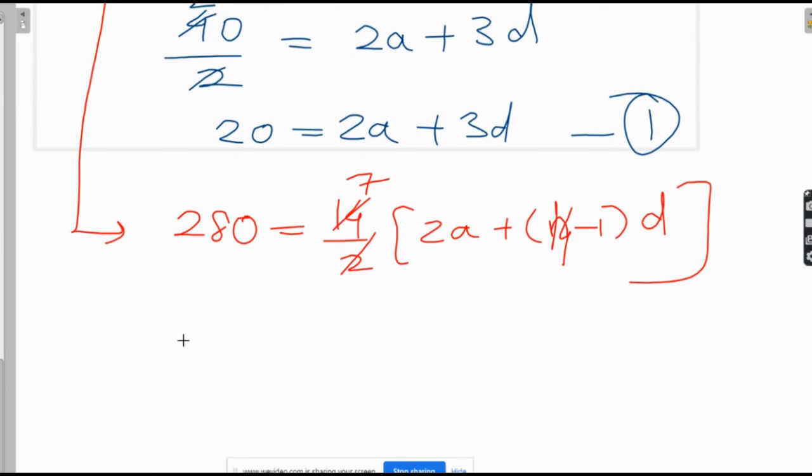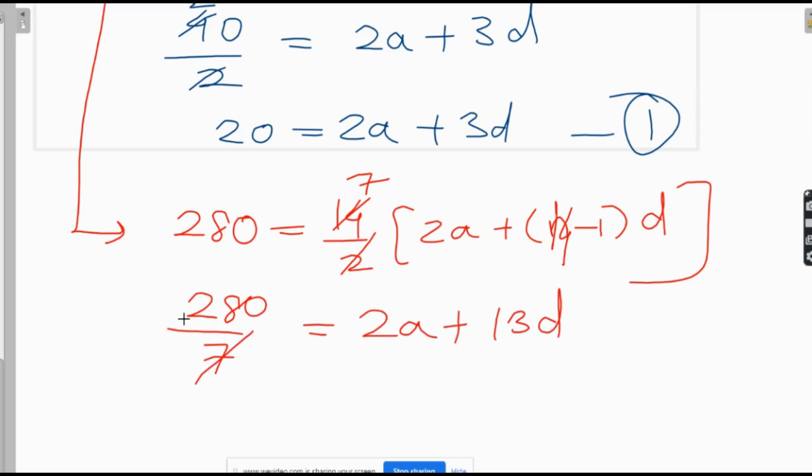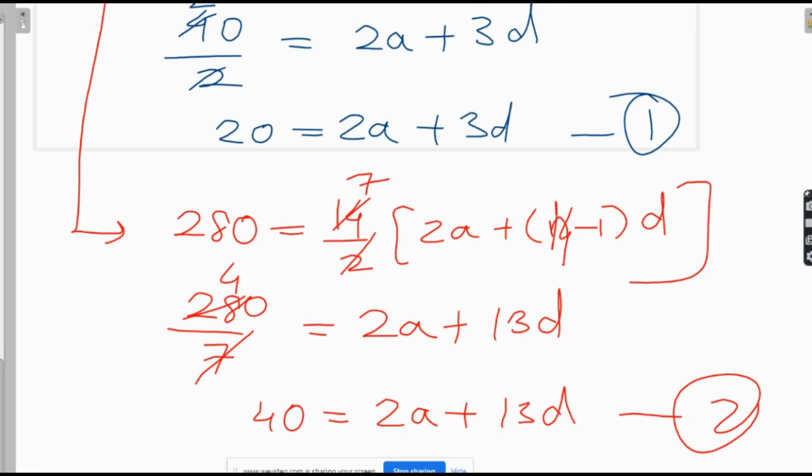So now when you bring down this 7 here, 280 divided by 7, 2a, 14 minus 1, 13, 7 1s are 7, 4s are 28. So 40 is equal to 2a plus 13d. So you have these two equations.